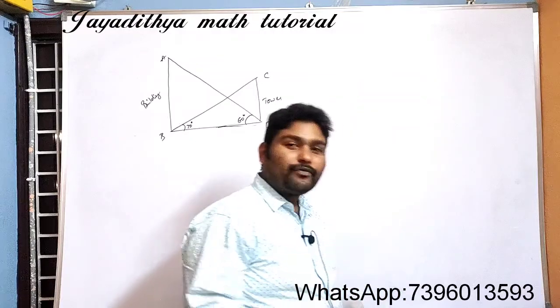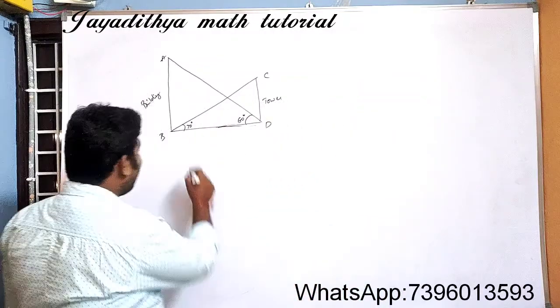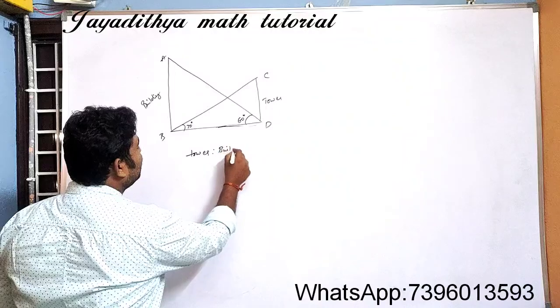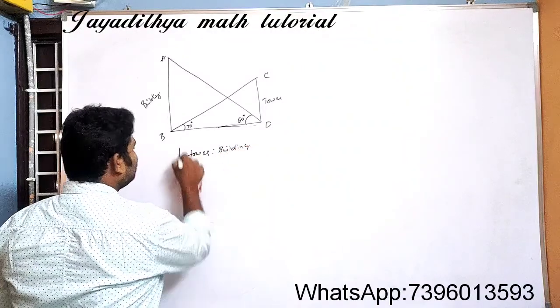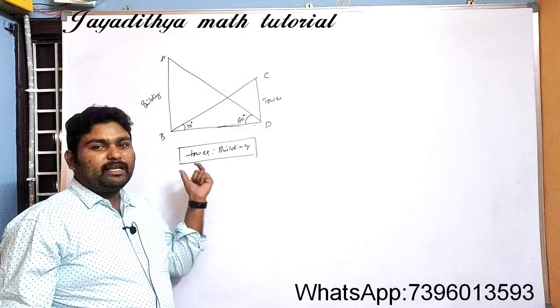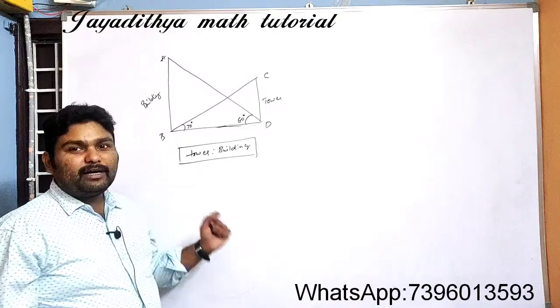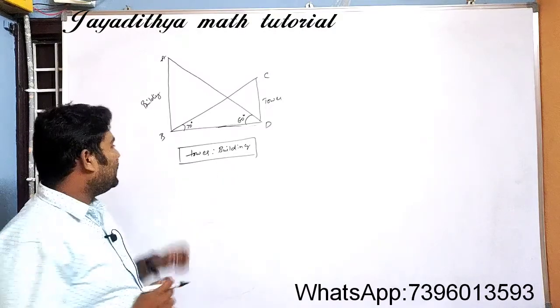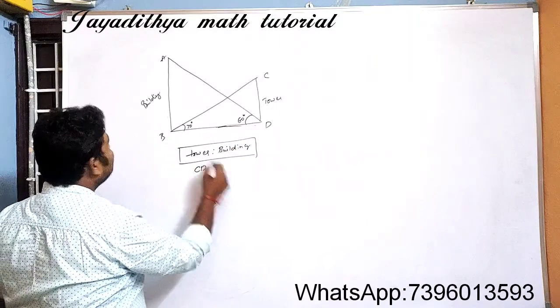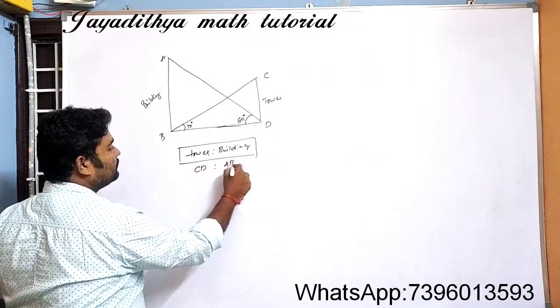What is the ratio of heights of tower and building? Tower is to building now. This is very important. Why? Because whenever the problem is related to ratio, the order is very important. So height of the tower is to height of the building you need to find. That is nothing but, what is the height of the tower? You need to find CD is to AB.